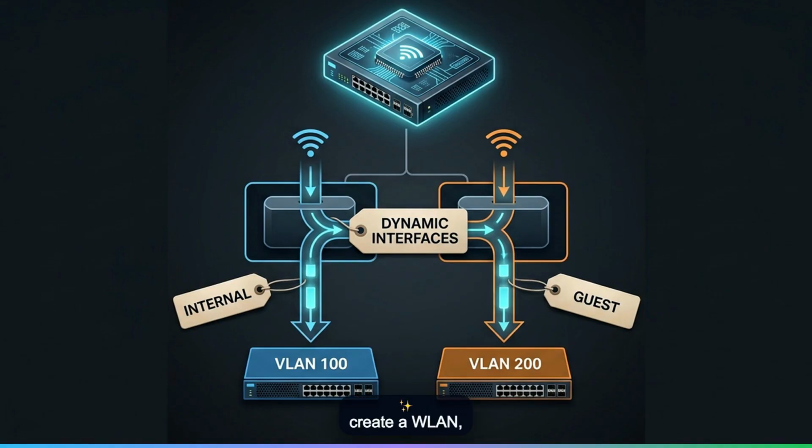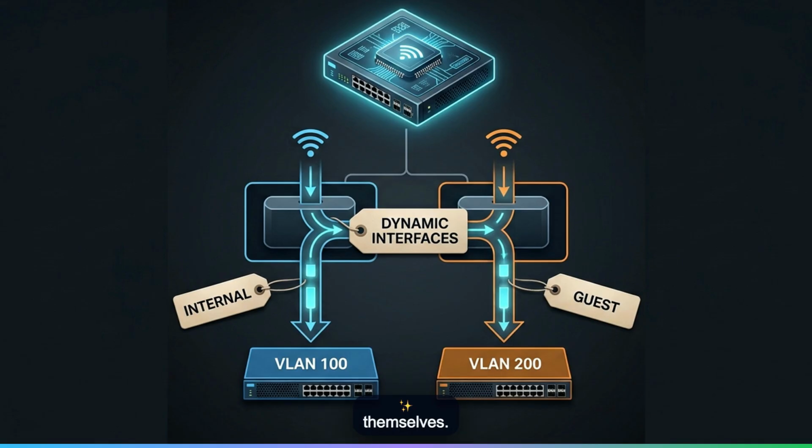Before you can create a WLAN, you need a dynamic interface for it. Under the Controller tab, Interfaces menu, you create one named Internal on VLAN 100. Set its IP and netmask, point the gateway and DHCP server to the switch SVI, and apply. Repeat for guest on VLAN 200. Each dynamic interface is the bridge between a wireless SSID and a wired VLAN. No dynamic interface means no WLAN.